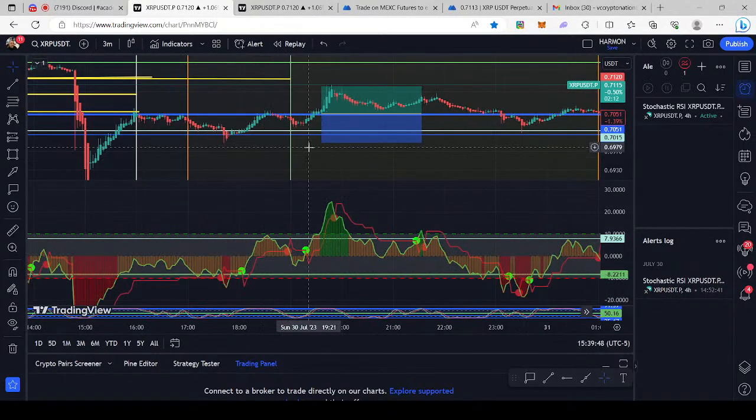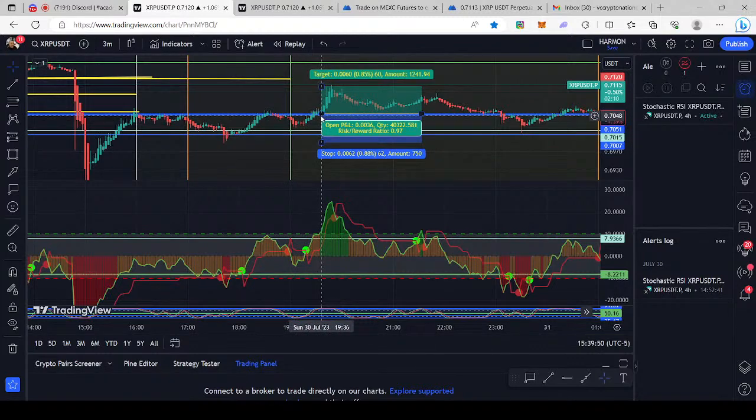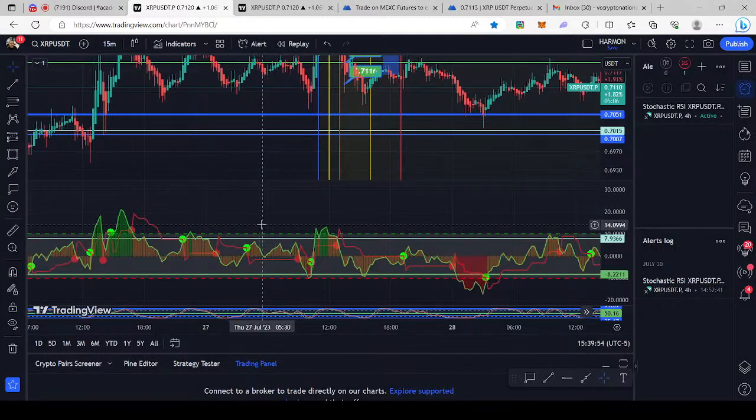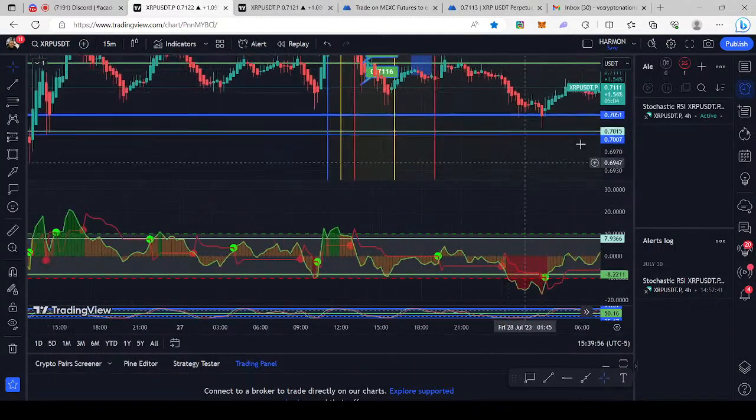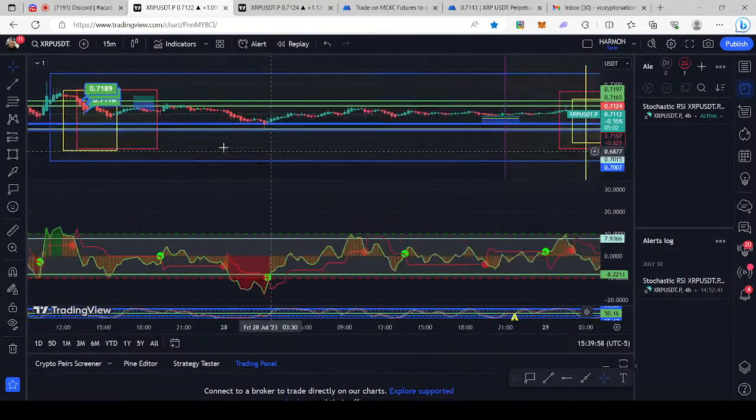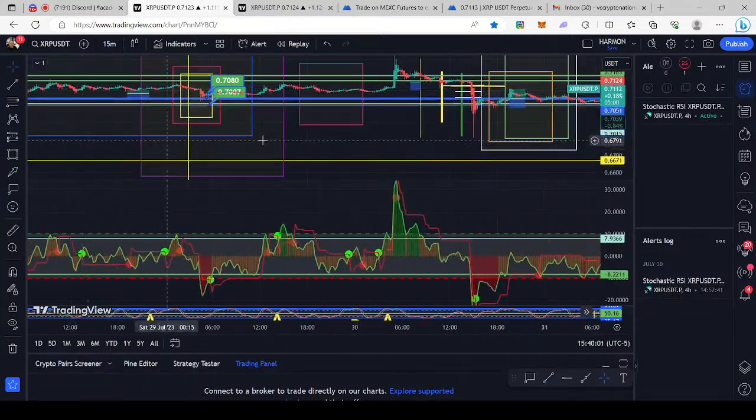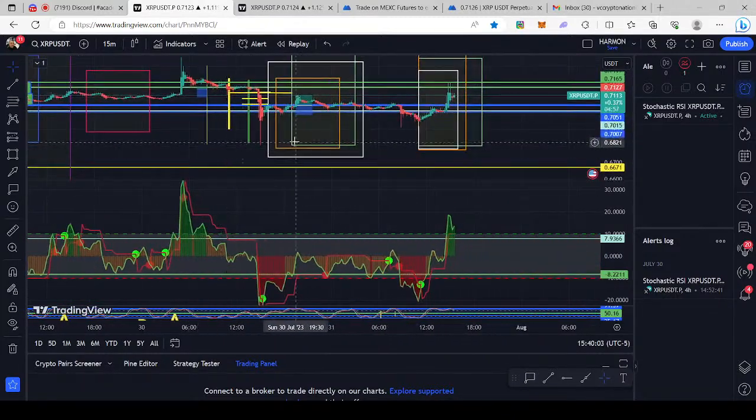So the first thing here is that we have an entry point. We get in here and notice on the 15-minute area, we can see that we have a green moon on the 15. The volume is still negative, right? So there's no positive volume on this move here.